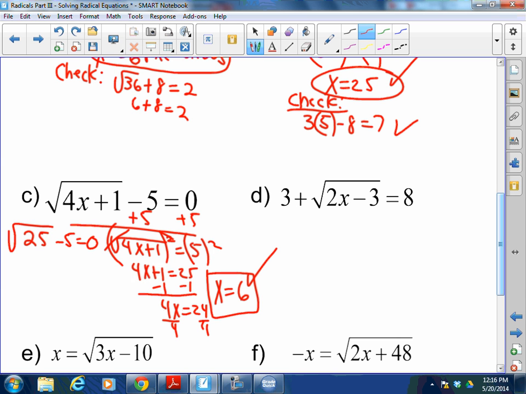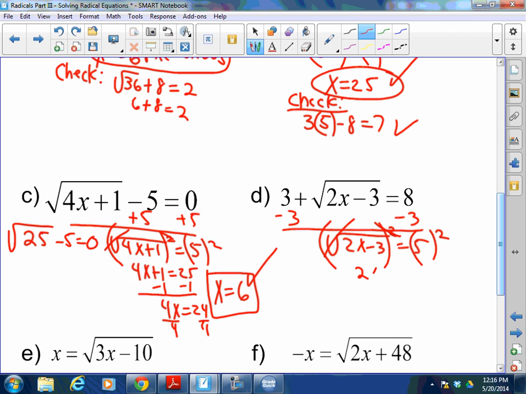Letter D, what do I do first, y'all? Subtract 3 to both sides. Excelente. So I've got square root of 2x minus 3 equals 5. How do I get rid of that radical? I get rid of a square root by squaring. This square root gets canceled out with that power. So 2x minus 3 equals 25. Add 3 to both sides. 2x equals 28. Divide by 2. X equals 14. Let's see if it works.